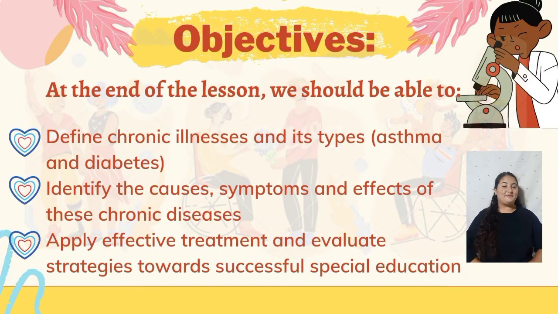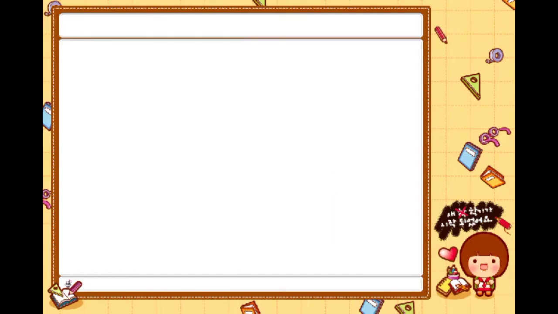Objectives. At the end of the lesson, we should be able to define chronic illnesses and its types, specifically asthma and diabetes. Identify the causes, symptoms, and effects of these chronic illnesses. Apply effective treatments and evaluate strategies toward successful special education.